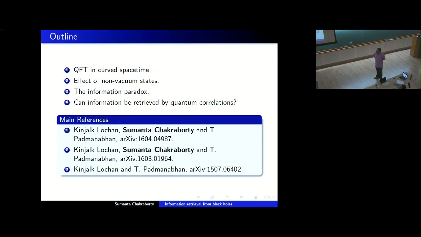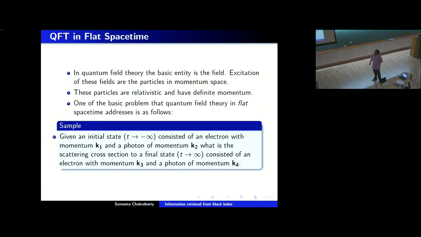So I will start with a brief outline of my talk. I will give a very brief introduction to quantum field theory in curved spacetime. Then I will go on to discuss the effect of non-vacuum states, the information paradox, and finally, can information be retrieved by quantum correlations? These are the three papers on which this talk is based, and this work has been done in collaboration with Kinjal Klochan and Professor T. Padmanabhan at IUCAA.